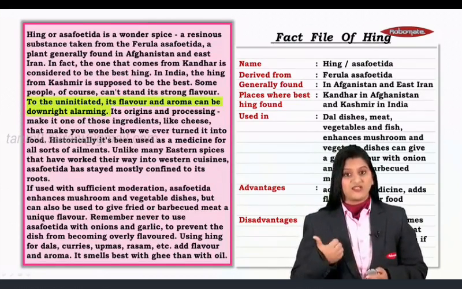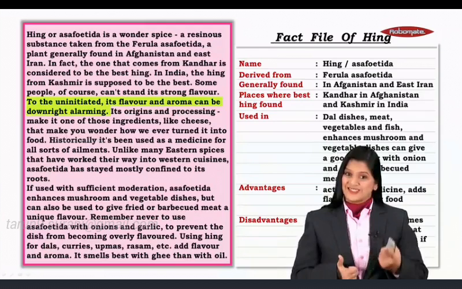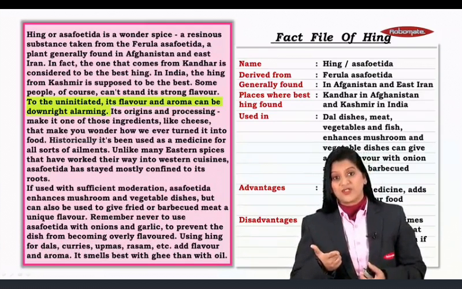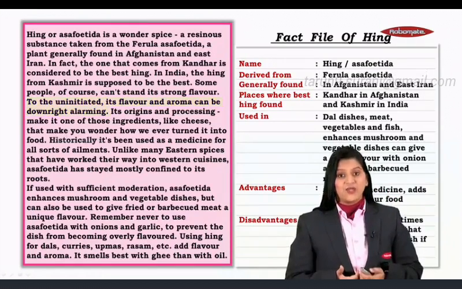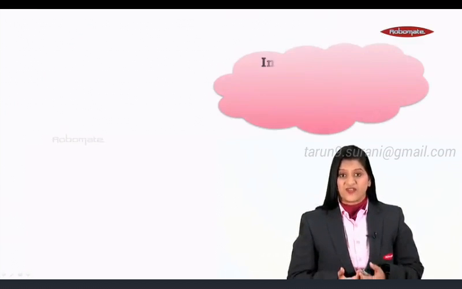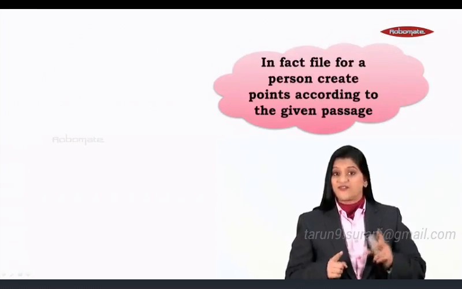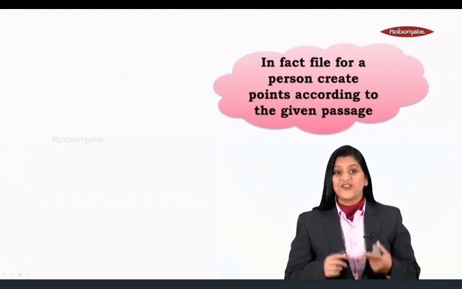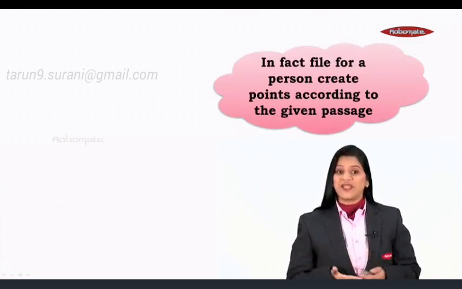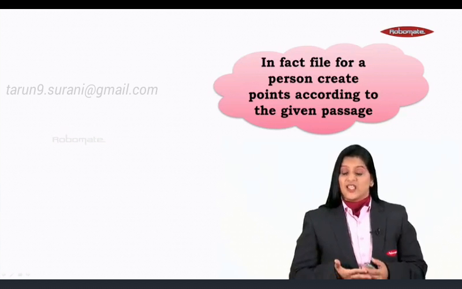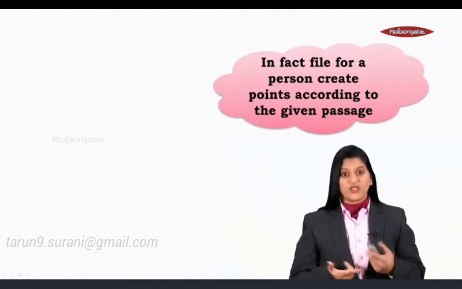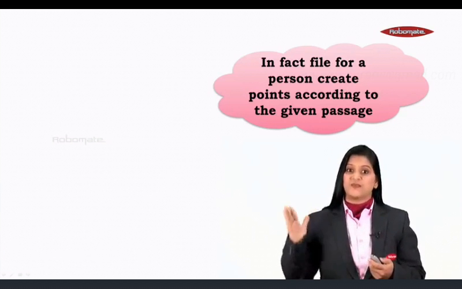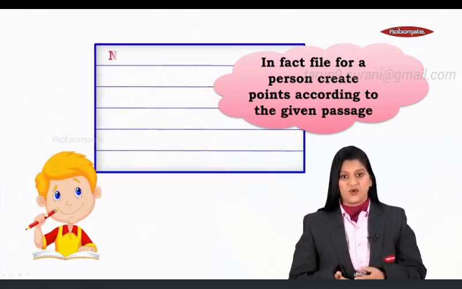We have already learnt fact file of a place. Then we have learnt about the fact file of a thing, that is Hing. And now, let's come to the next fact file. In fact file for a person, create points according to the given passage. Again, just like the thing, you will not be given points ready-made, or you don't have to learn something. Whatever is in the passage, you will put them in the form of points.